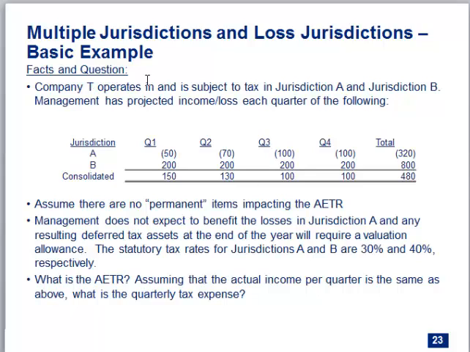All right, so in this example, company T is subject to tax in jurisdiction A and B. And as you can see here, in country A we're losing lots of money, and in country B we are making lots of money. No perm items. We don't expect a benefit to country A losses. And the tax rates are 30 and 40%. What is our AETR?